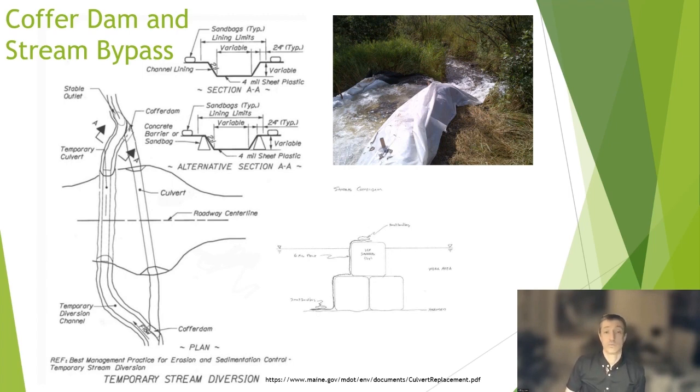Coffer dams will reroute the stream into a lined bypass channel that will be dug outside the construction zone. The 2-year peak flow will be used to help develop the new design of this bypass channel.